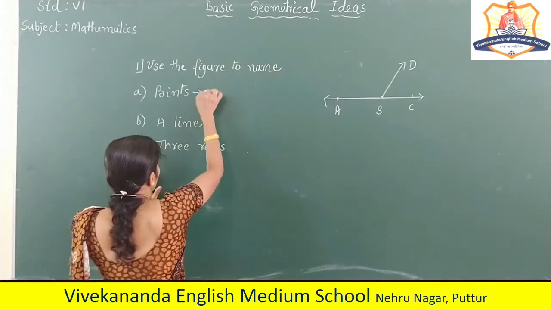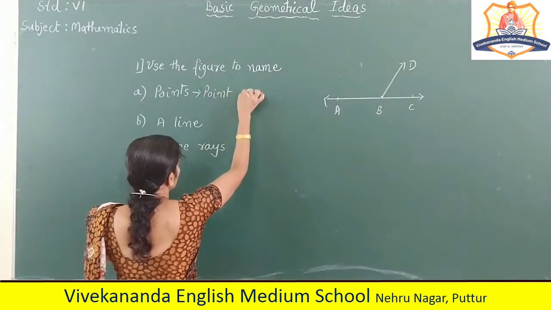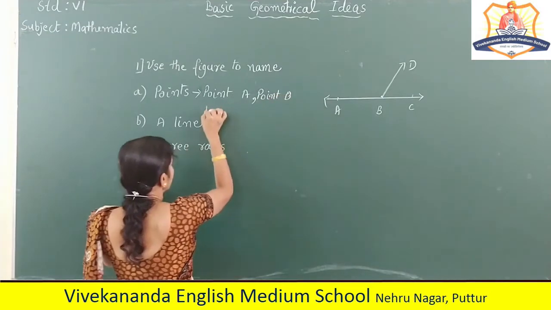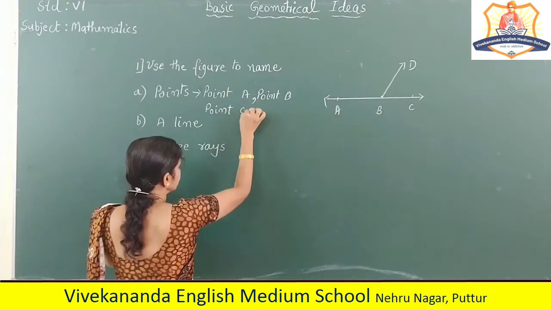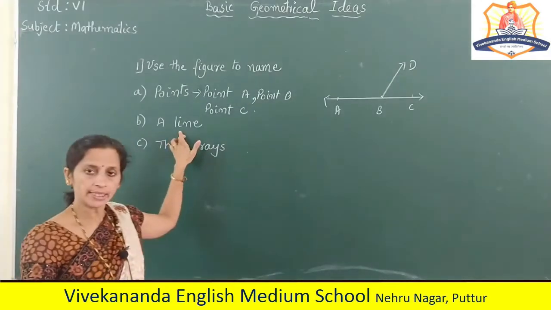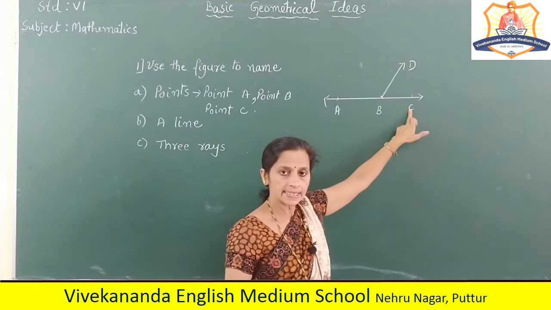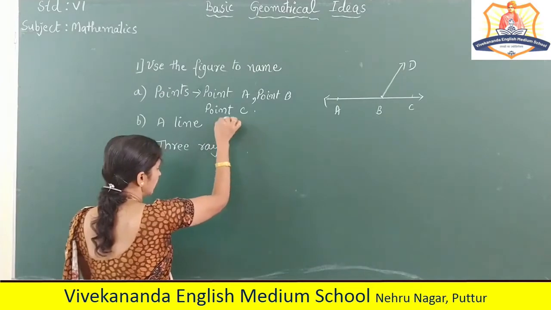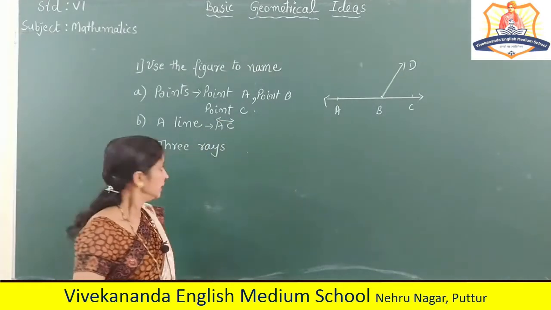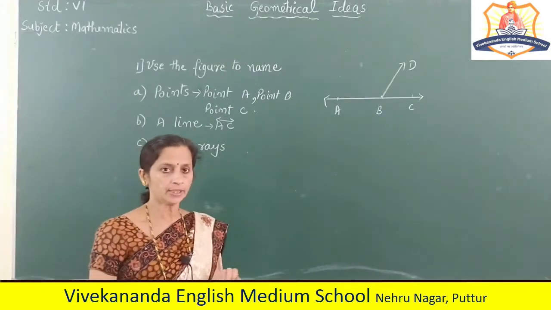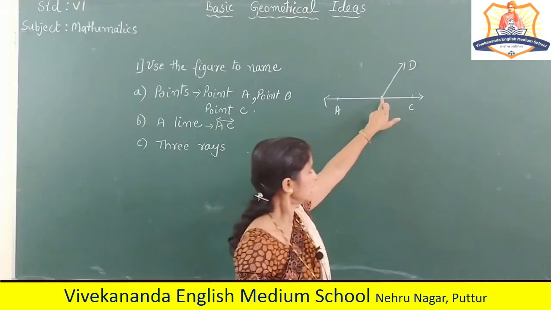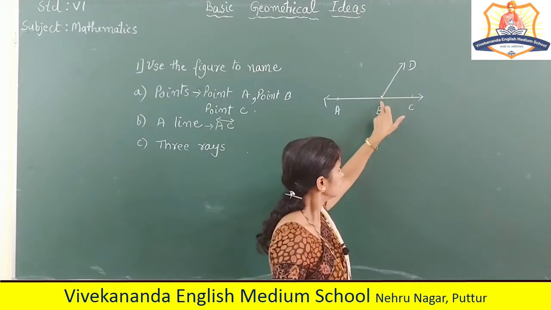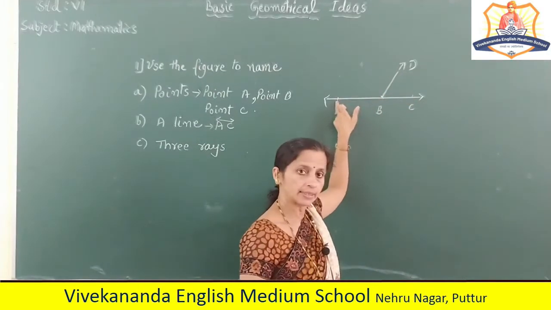So the points are point A, point B and point C. Now a line or a straight line. Here you can see AC is the straight line. So the straight line is AC and we have to mark an arrow mark in front of that. Next, three rays. Can you identify which are the three rays? See, this is the origin of the ray, or this point is fixed. So BC, BD and BA are the three rays.